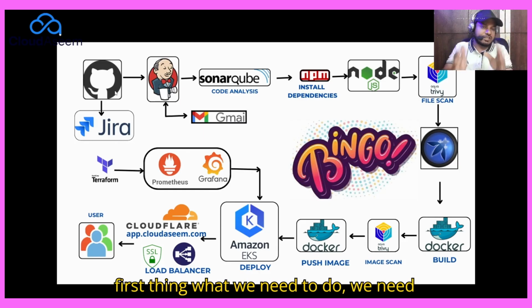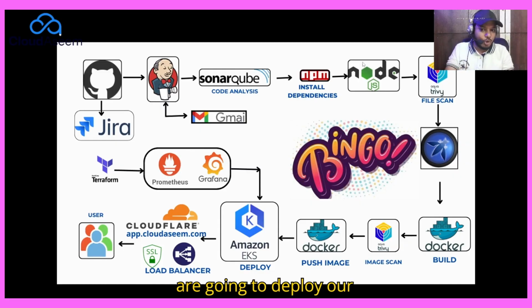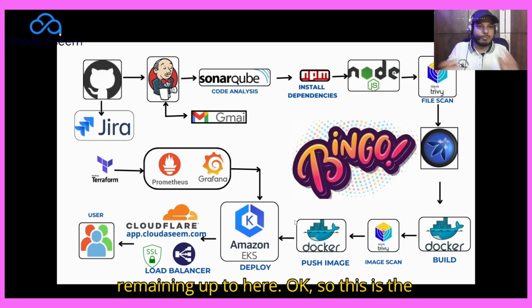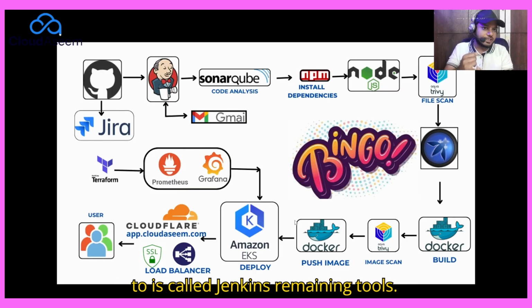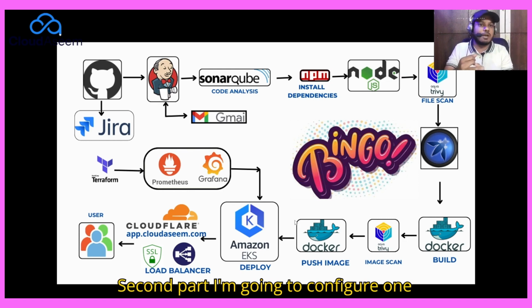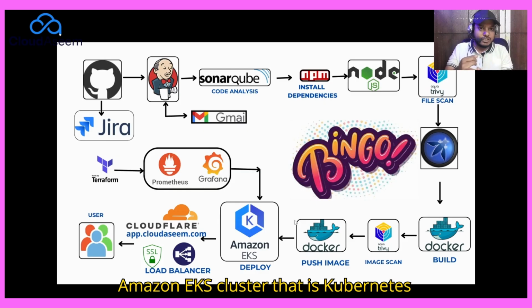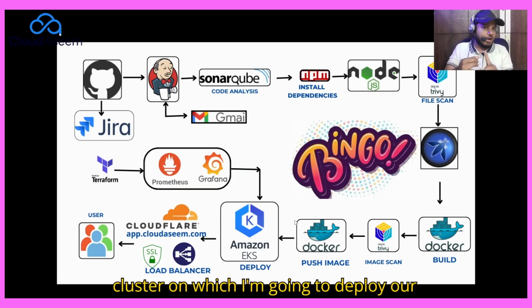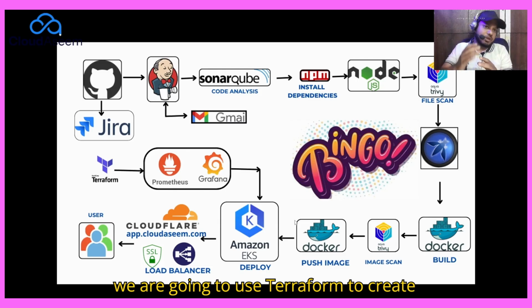Okay, so the first thing we need to do is create the infrastructure on which we are going to deploy our Jenkins, SonarQube, Trivy, and all the remaining tools. This video has three parts. First part, as I mentioned, I'm going to install Jenkins and the remaining tools. Second part, I'm going to configure an Amazon EKS cluster, that is a Kubernetes cluster, on which I'm going to deploy our application. Third part is the monitoring server, where we are going to use Terraform to create the server.